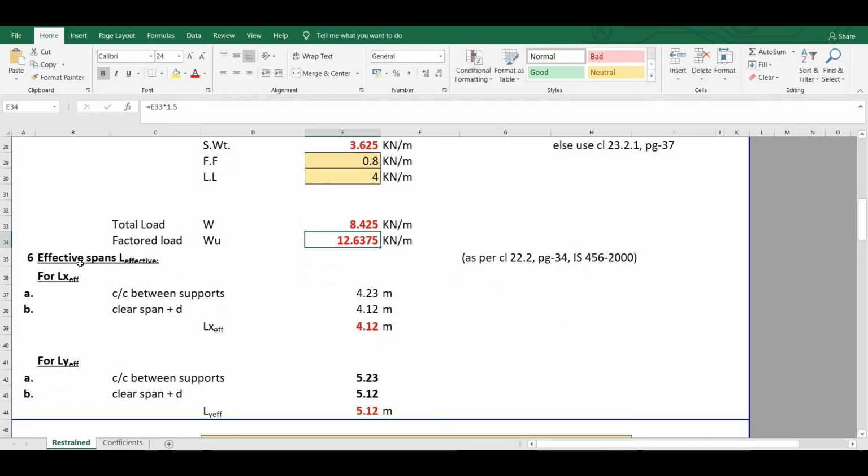The next step is that we will calculate the effective spans in both the directions. We will calculate it as per the clause given on page number 34.